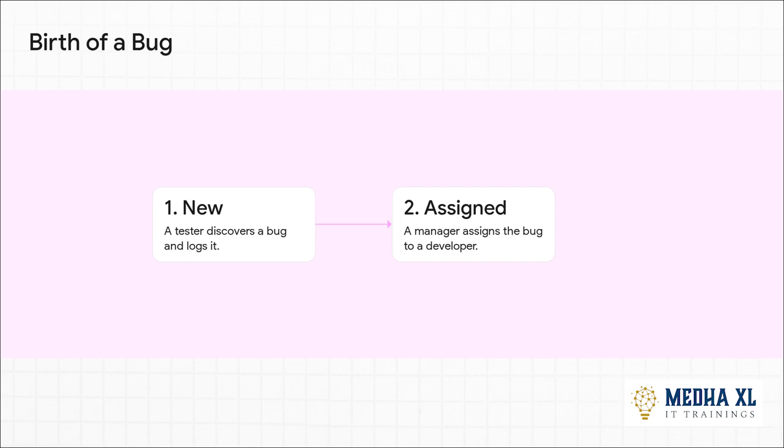A tester finds a huge issue. Users can't log in, even with the right password. Ouch. They immediately log it in the system, and its status becomes new. Our little bug is officially born. A project manager sees this, immediately understands how bad it is, and assigns it to the right developer to fix. It's no longer just an observation, it's someone's job.